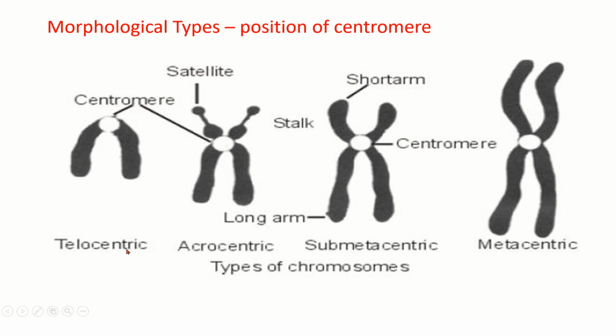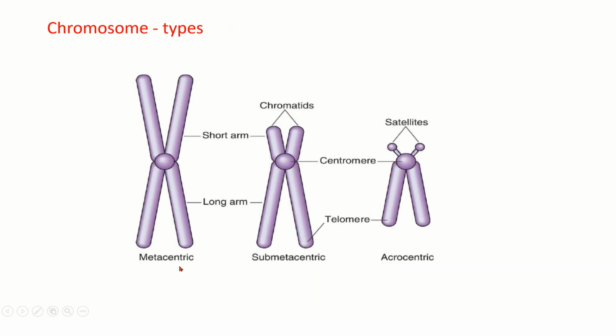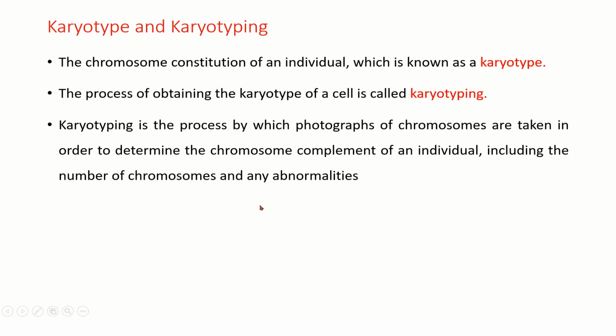So telocentric chromosomes are absent in humans. Again, same thing: metacentric, submetacentric, and acrocentric with the satellites. So satellites are seen only in the acrocentric chromosomes.